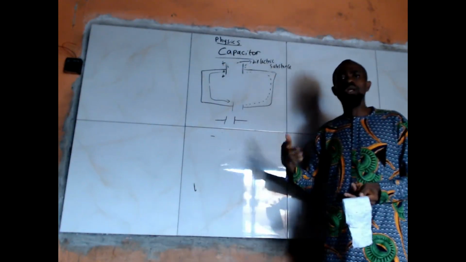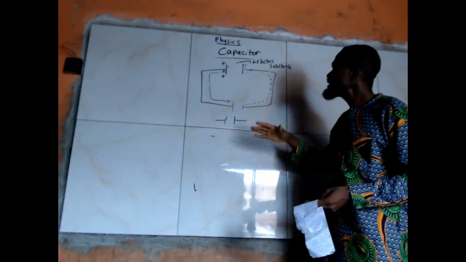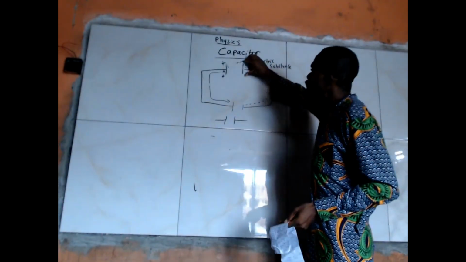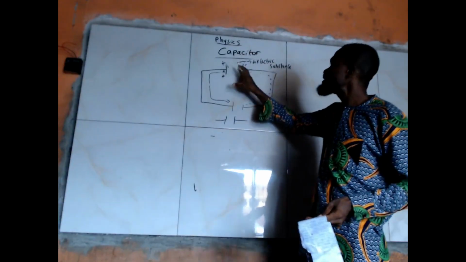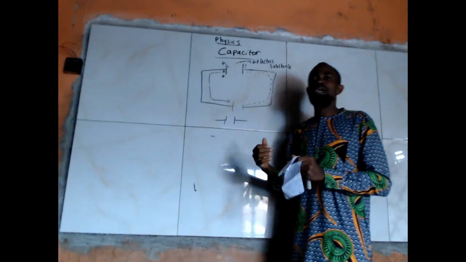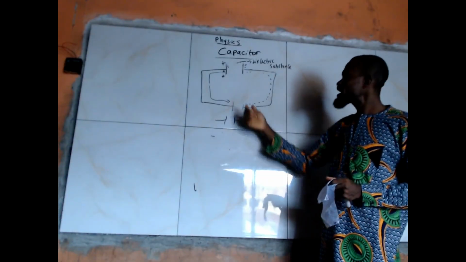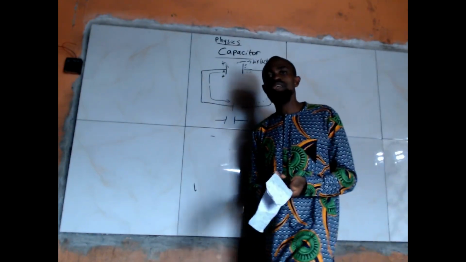Now this goes on and on and on. And as it's going on, this process is getting slower and slower. And when it gets to a point, because this plate is negatively charged and this plate is positively charged, there is not a potential difference. Now once the potential difference across the plates becomes equal to the potential difference of the cell, the capacitor will stop charging.